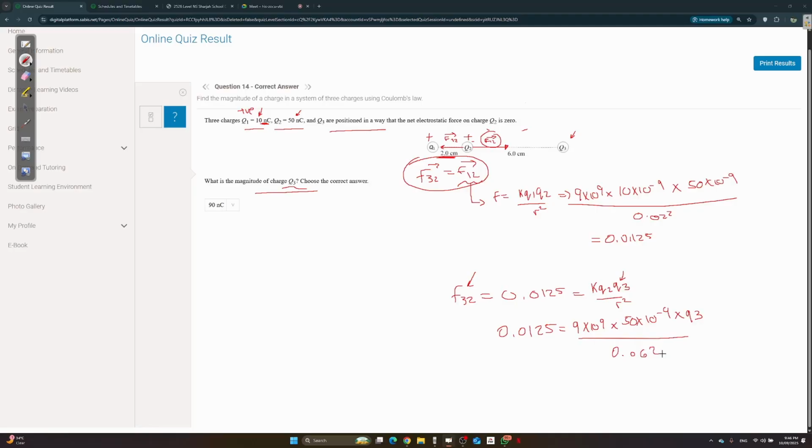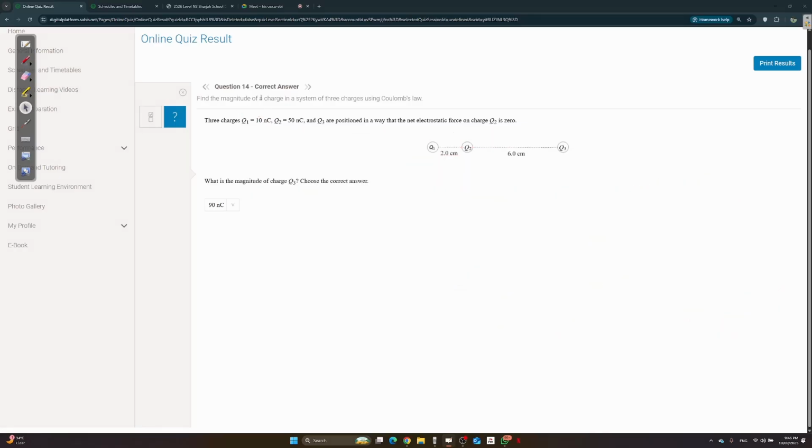So you get Q3, after solving this, to be 90 nanocoulomb. On the calculator it gives you 9 times 10 to the minus 8. So in nano, because they want it in nano, you just multiply by 10 to the power of 9, you get 90. That's question 14. Now question 15.